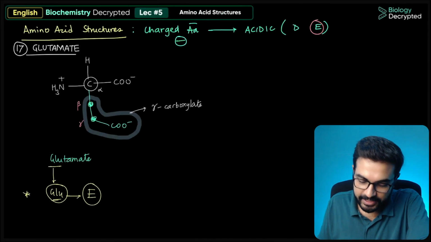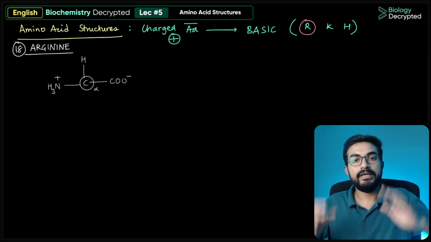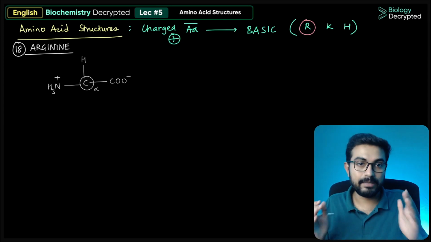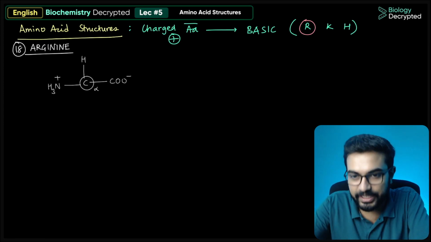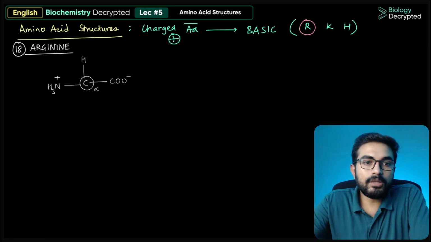Also for aspartate, you've seen it. Now let's come to the last part, that is your basic amino acids. We'll talk about arginine, lysine, and histidine one by one. Now, let's talk about arginine.